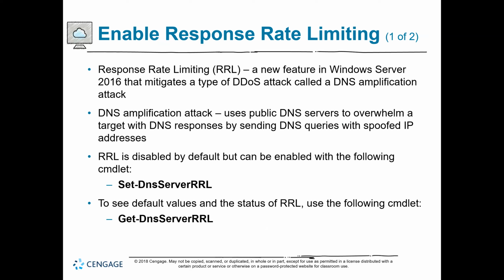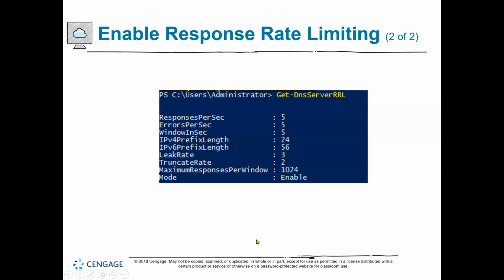Enable response rate limiting. Response rate limiting is a new feature in Windows Server 2016 that mitigates a type of DDoS attack called a DNS amplification attack. A DNS amplification attack uses public DNS servers to overwhelm a target with DNS responses by sending DNS queries with spoofed IP addresses. RRL is disabled by default, but can be enabled with the following cmdlet, Set-DnsServerResponseRateLimiting. To see the default values and the status of RRL, use the following cmdlet, Get-DnsServerResponseRateLimiting. And here's an example of what that looks like.